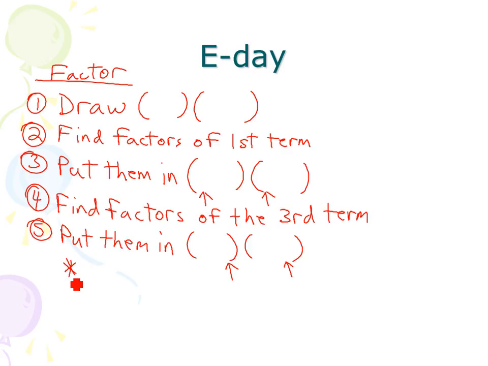If your leading coefficient is 1, which all of these are, then the factors of that third term must multiply to give you the third term and add to give you the second term.